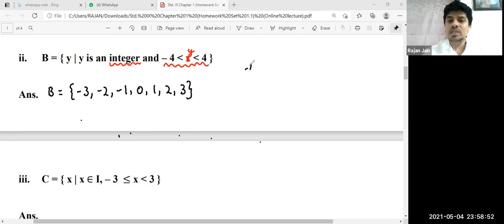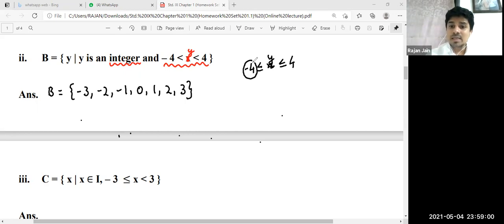Suppose अगर question में -4 less than x less than 4 अगर रहता, x के जगह पे make it y, तो even -4 and 4 would have been a part of this collection. लेकिन अभी क्यों नहीं है? क्योंकि उधर equal to sign was not given. Clear? Okay, चलो. Next one.